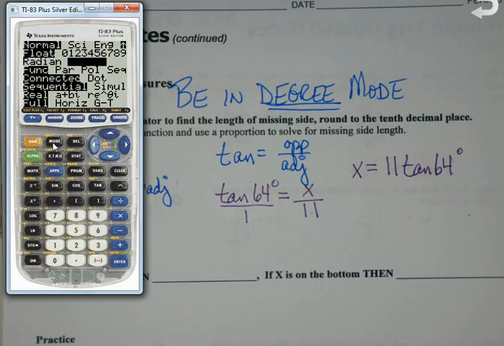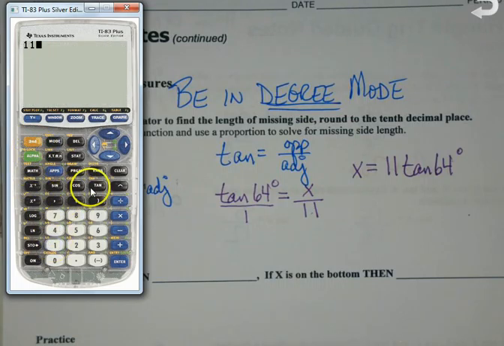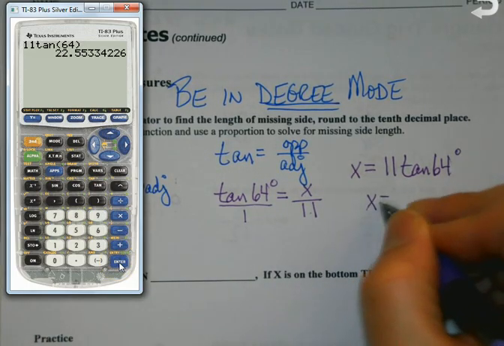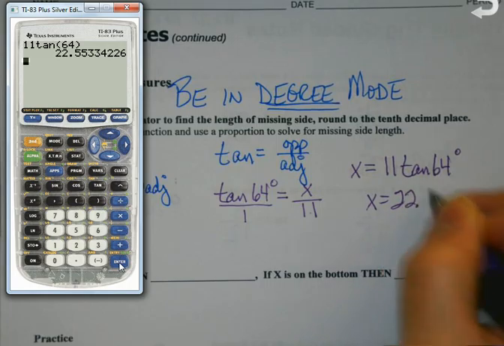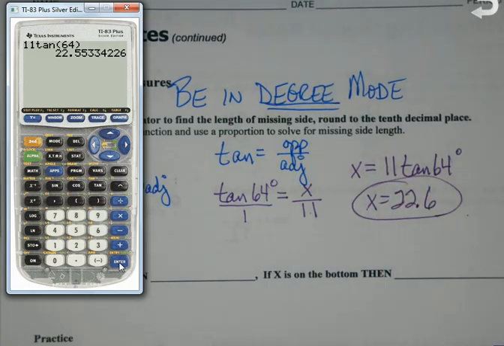So let me get out of my mode here. 11 tangent of 64. And we'll get decimally stuff. And it says round to the nearest tenth. So 22.6 in this case. But there is kind of a little bit of a shortcut to this.